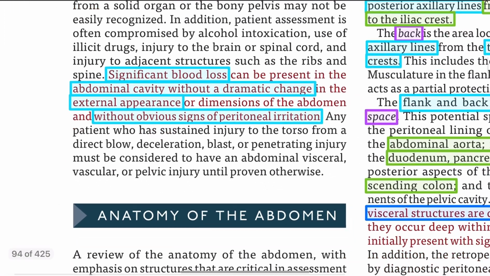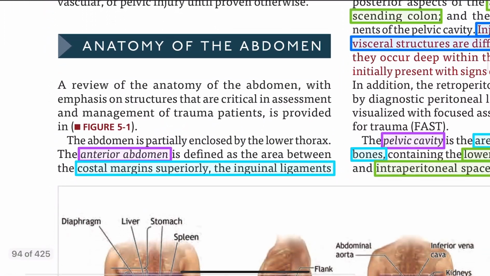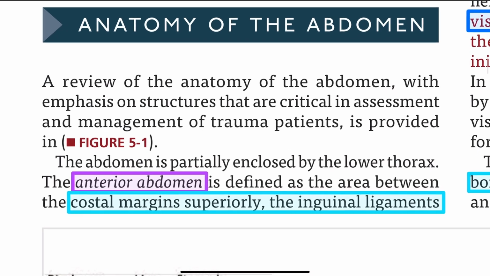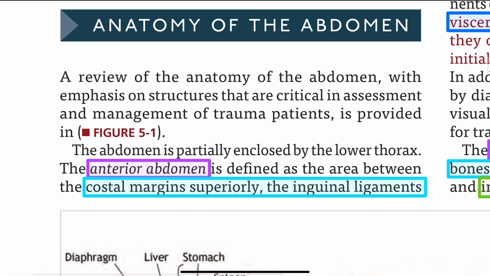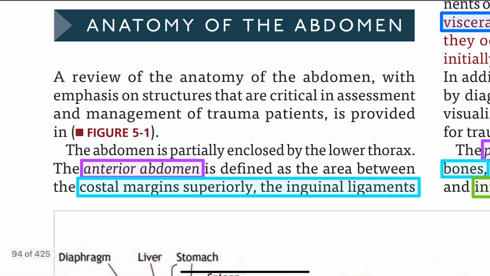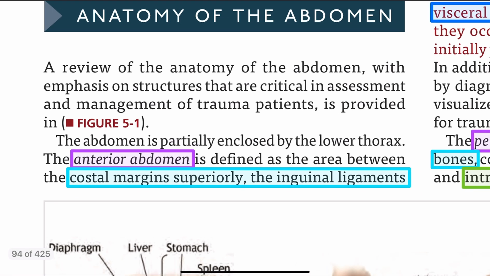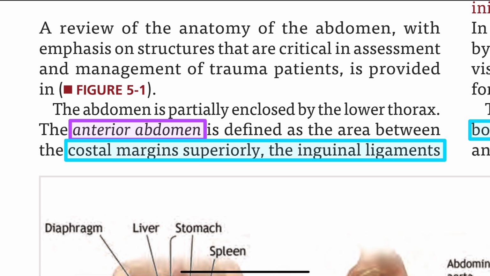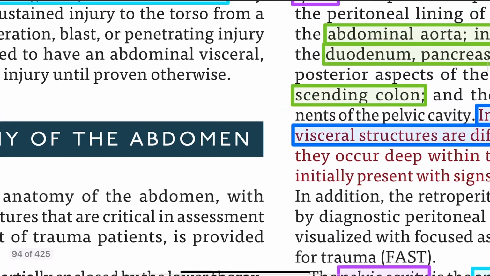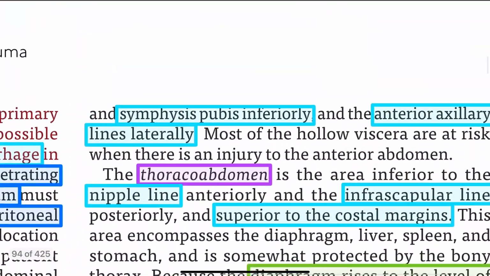So now they are telling the anatomy of the abdomen. A few important day-to-day words which we may ignore, but we should know the exact landmark, like anterior abdomen. So what is anterior abdomen? Superiorly the costal margin, and the inguinal ligament and pubic symphysis inferiorly.